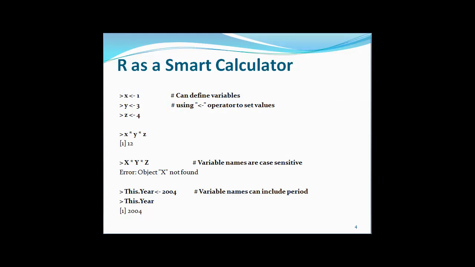Now how R works as a smart calculator. In this case, smart calculator means we can define variables in R, which we can't define in simple calculators. Okay, suppose I want to define the value of a variable x, y and z. Okay, x equal to 1, y equal to 3 and z equal to 4. I want to define. Then for this in R I use this operator.